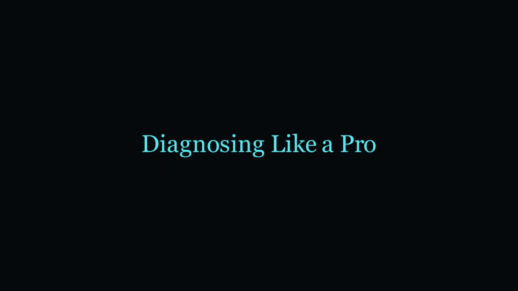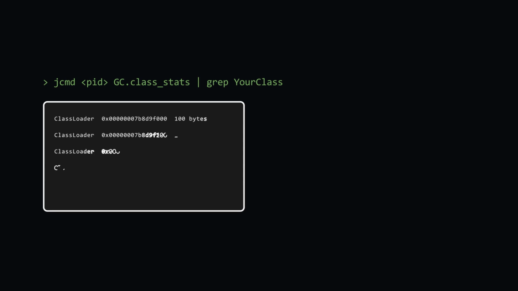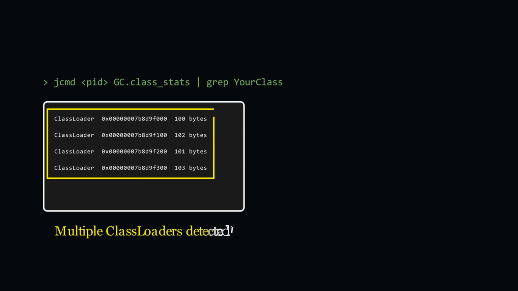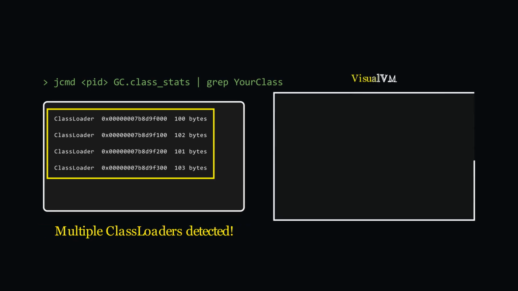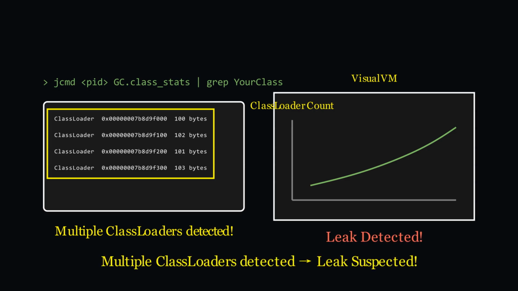If you ever face this issue, here's how you investigate it. Run this command in your terminal: jcmd <pid> GC.class_stats | grep your class. Or open VisualVM and check how many ClassLoaders exist. If you see dozens or hundreds of ClassLoader instances for the same application, congrats, you've just found your culprit.